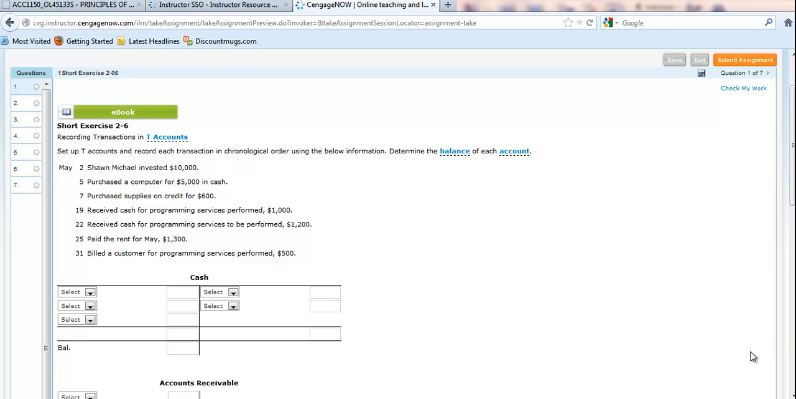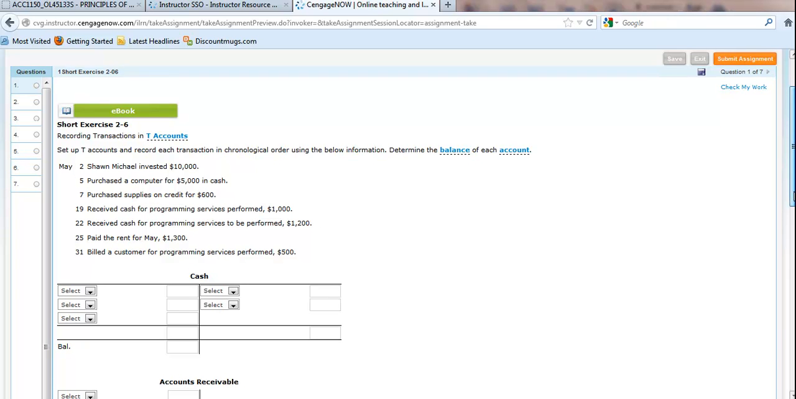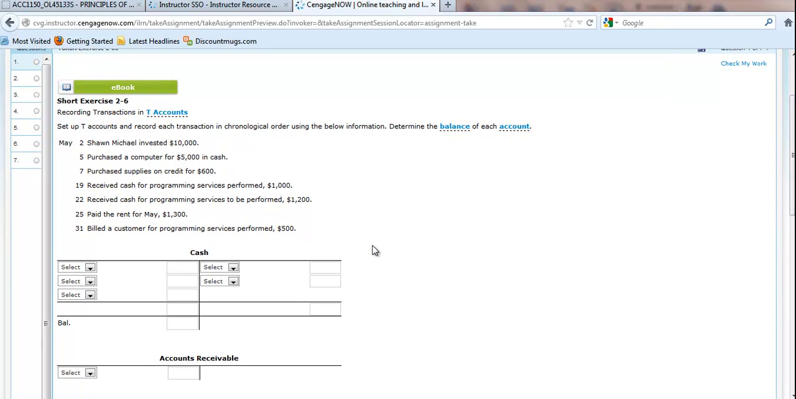So we're going to start with May 2nd. And it says that Shawn Michael invested $10,000 into the company. So anytime an individual invests into his company, and it doesn't say cash, we're going to assume it's cash. Sometimes it may say equipment or supplies, and we would then use the equipment and supplies account. But in this example, we invested $10,000, so we're going to assume it's cash. So we're going to select our date, May 2nd, and we're going to put the $10,000 into cash.